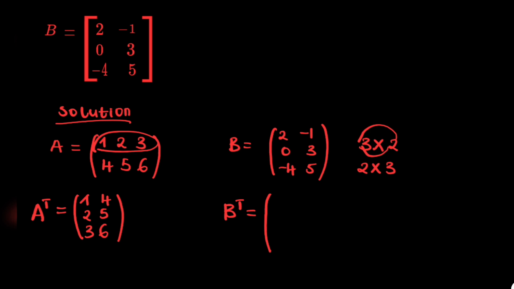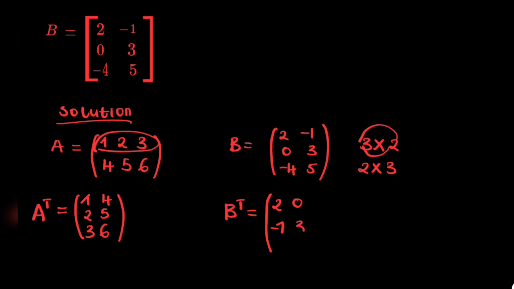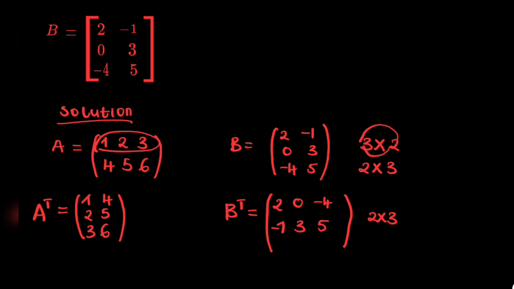So this now will be 2, minus 1. The first row is now our first column. The second row, 0, 3, will become the second column, and the third row will become the third column, so minus 4 and 5. And what is this? This is a 2 by 3 matrix. So for the transpose, you are simply reversing.